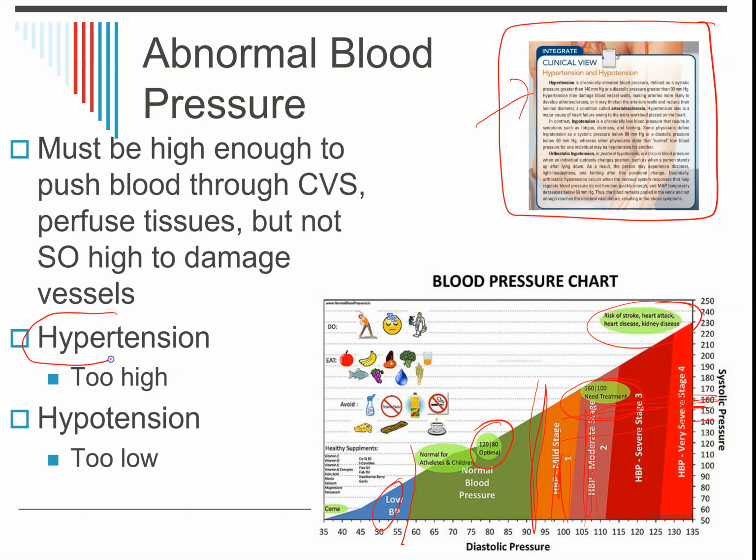Hyper, you should remember this term. Hyper means too high, and hypo means too low. And it's tension because it's the blood pressure, the tension or the force of the blood on the vessel wall. So hypertension is high blood pressure, and hypotension is too low. And some good rules here: things to do, things to eat, things not to do to keep your blood pressure in check.